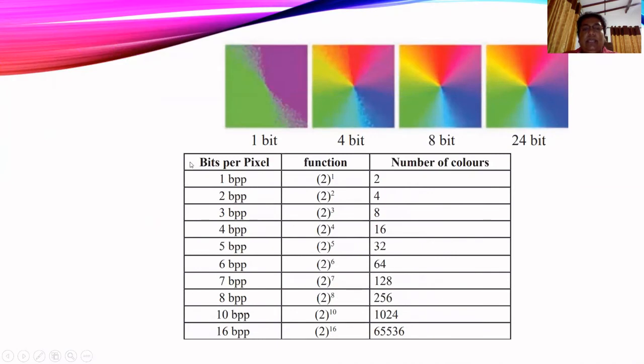you can see this table in your book. Right here you can see 1 bit, 4 bits, 8 bits, and with 24 bits you can see a high number of colors. Therefore the image quality is also very high, right? We can compare those things. So the quality is very high here. Okay, so we discussed those things.